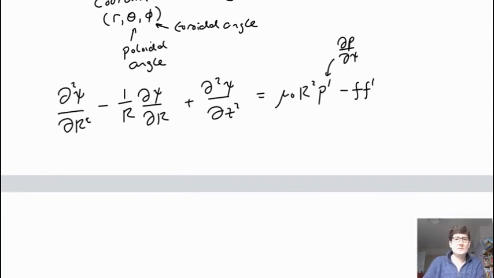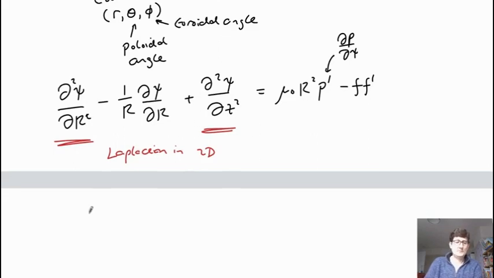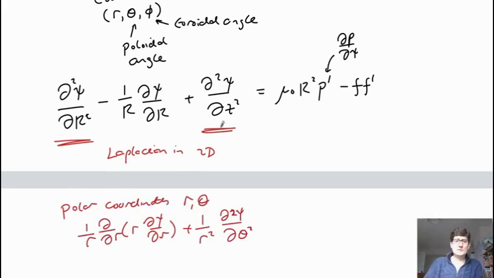Okay, so now we can group these terms together, so this term plus that term, this is just the Laplacian in 2D. And so we can just change this to write this in polar coordinates, which is r and phi. You can treat this as sort of x and y, and it ends up being the same. So we transformed from r and z into polar coordinates. This term here, we need to do a bit more work to transform.